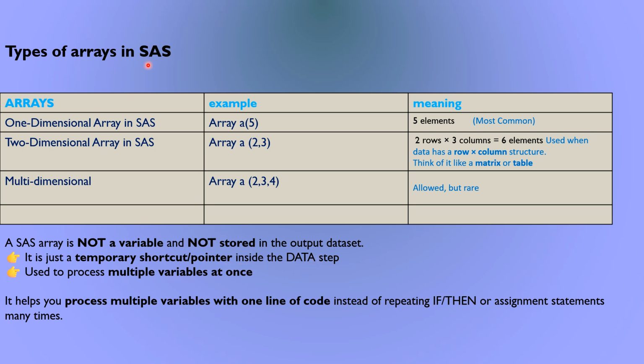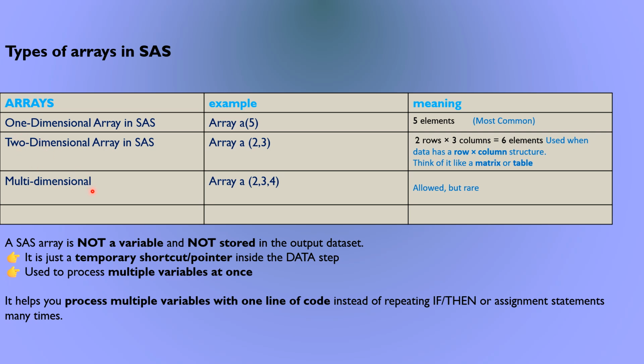So whatever this array statement is, everything we will write in the data step. It is used to process multiple variables at once. If you want to do anything for multiple variables, we use an array. It helps you process multiple variables within one line of code instead of repeating if-then or assignment statements many times.